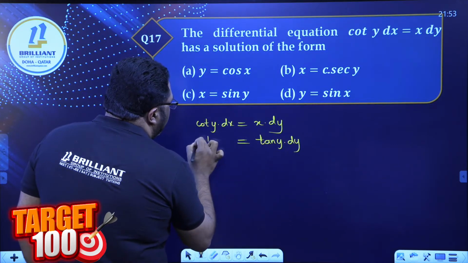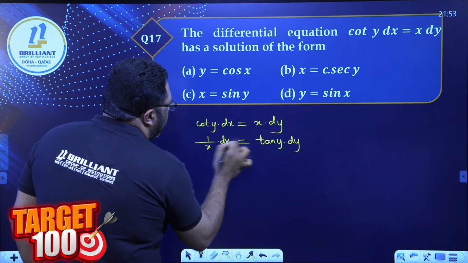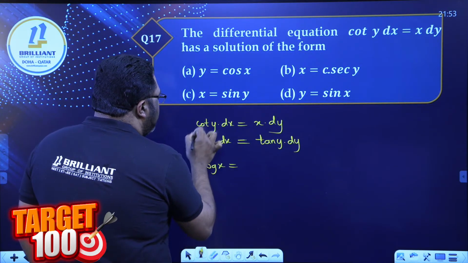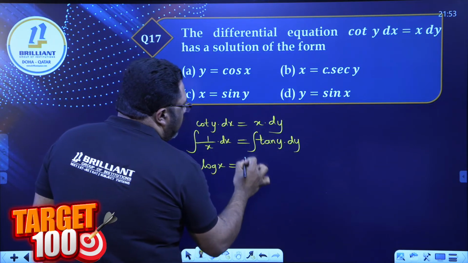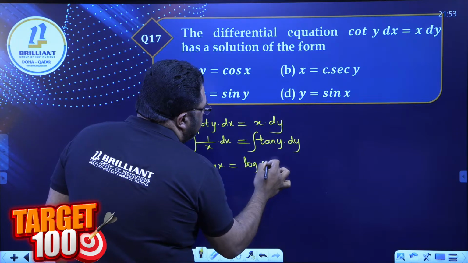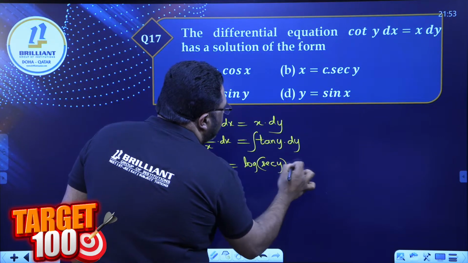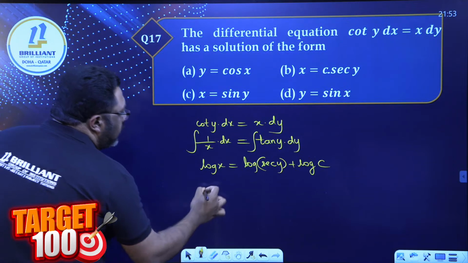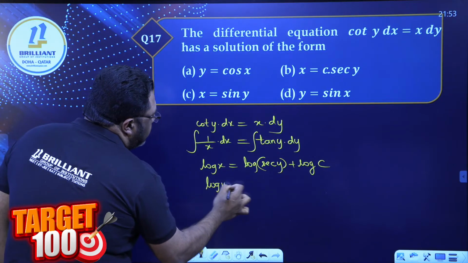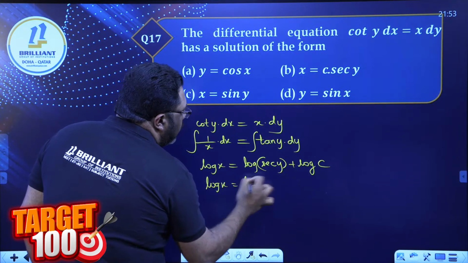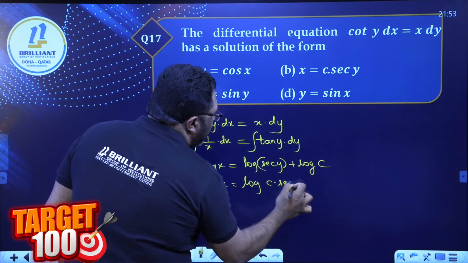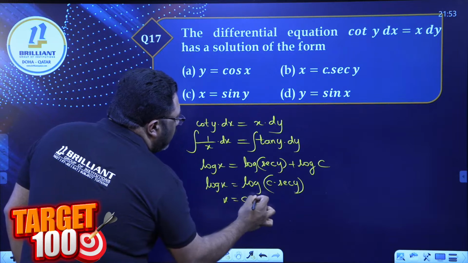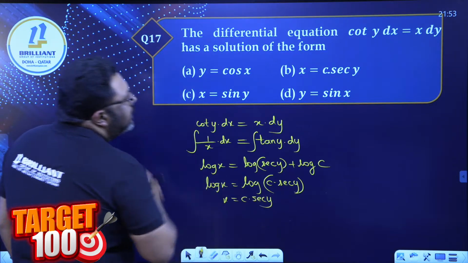dy is 1 by x dx. So you will say integral log x is equal to log sec y. And we know that whenever there is a log for both the parts, you will apply it as log c. So you'll say log x is equal to log c into sec y. Take out log on both sides. x is equal to c into sec y.